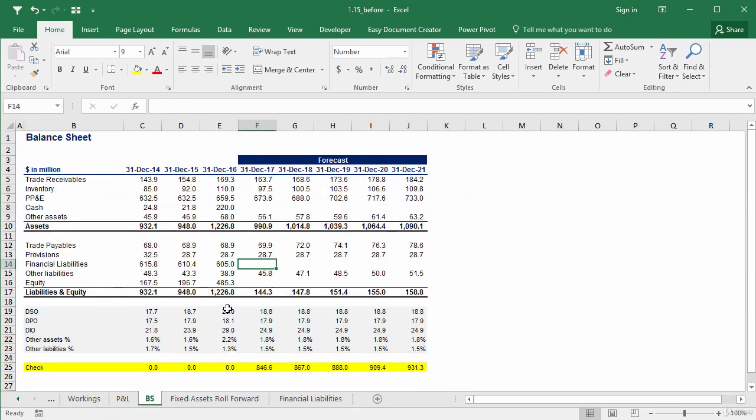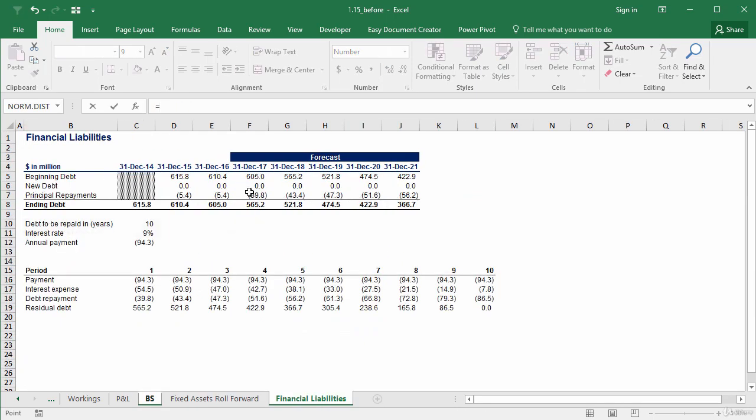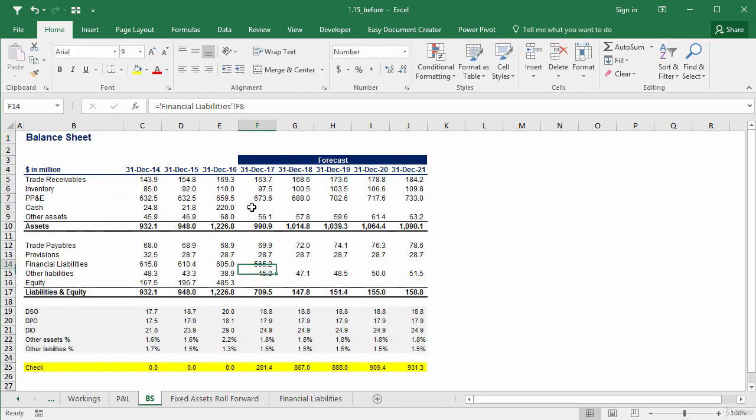The balance sheet is almost complete. In our next lesson, we'll build an equity schedule. Stay tuned. We've done an excellent job so far.